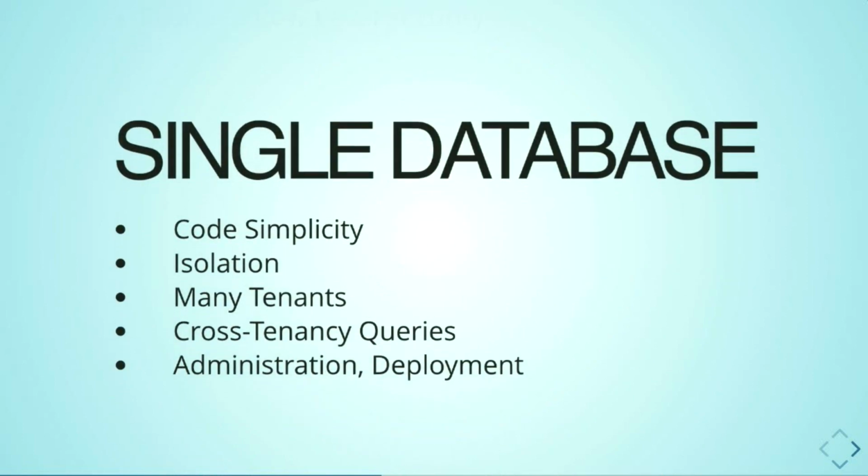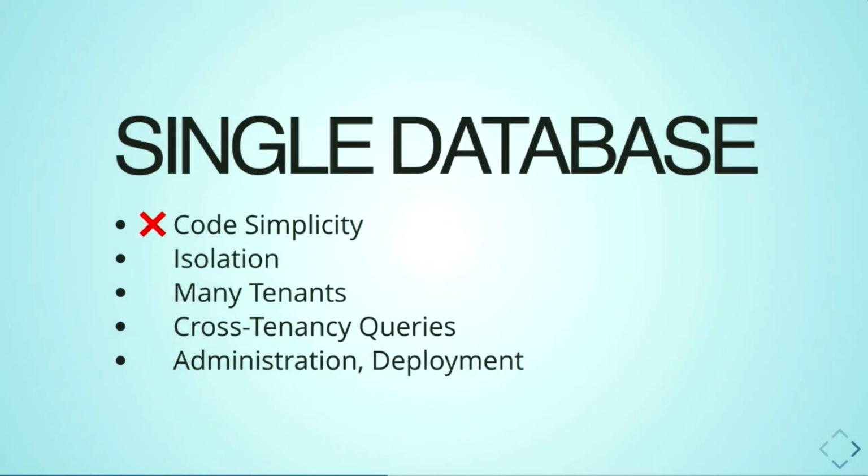There's some common characteristics that they all have. Firstly, the code is not as simple as the previous methods. You always have to bear in the back of your mind that there are multiple tenants in the database, and while these things can help avoid mistakes, it's still possible to make mistakes and accidentally expose data. The isolation is okay, but it's not great. Again, coding mistakes can be a problem. However, if you have thousands of tenants, then it's basically the only option you're going to have.